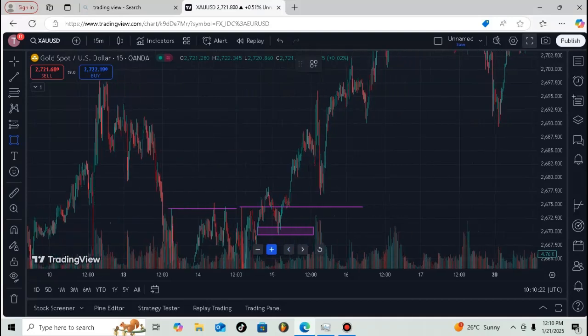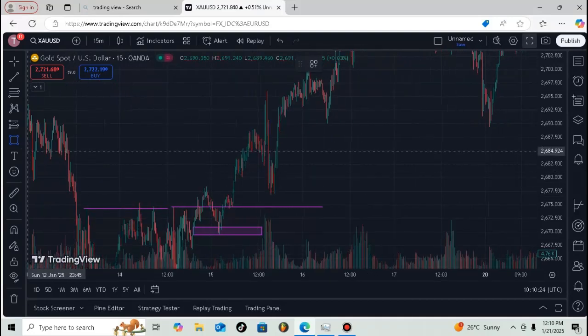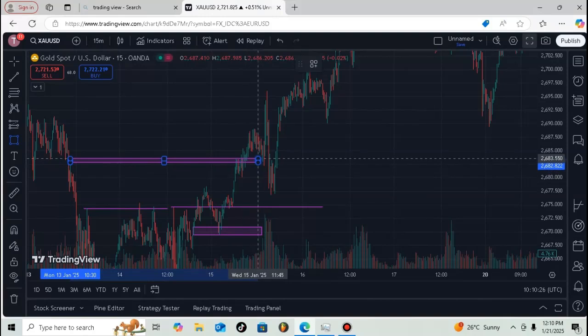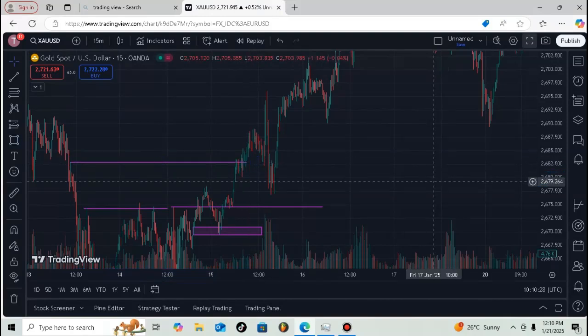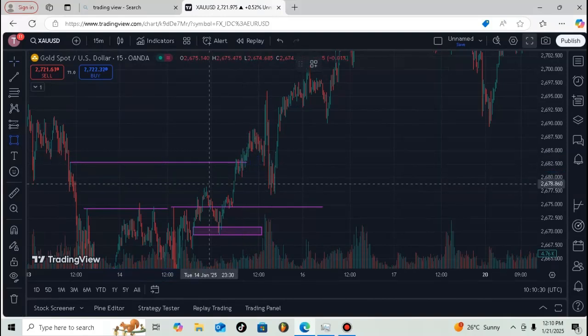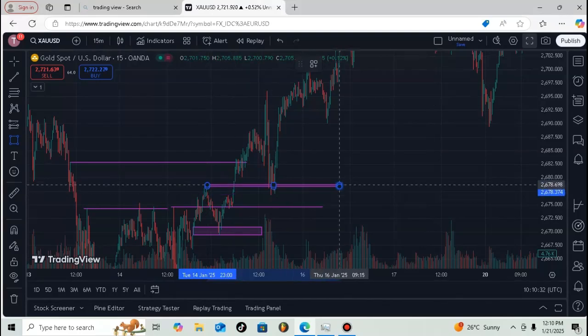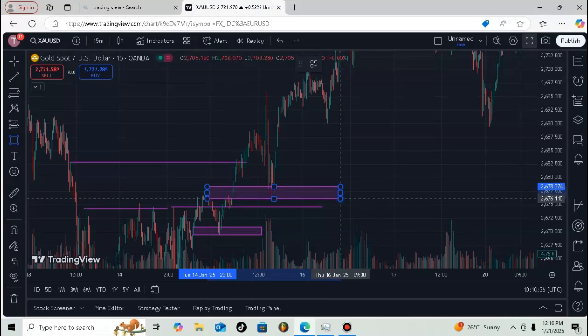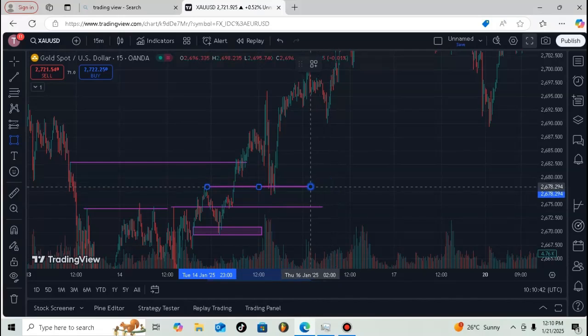Because as you see on your left hand side, there wasn't really that many major structures to be broken. This is kind of too far for my liking. I don't like it, so this becomes my primary mitigation block. As you can see, we look for points of interest from the previous mitigation block to the current mitigation block that we're marking out, and as you can see, it's right there. It's beautiful, isn't it?